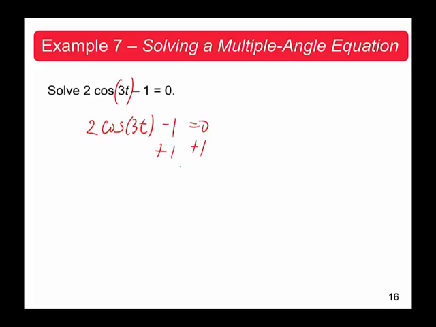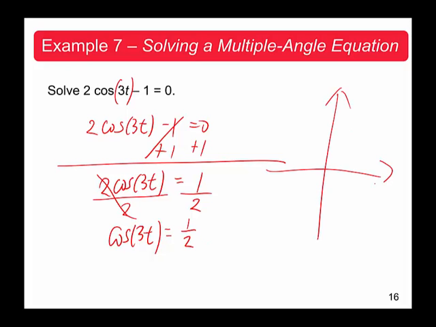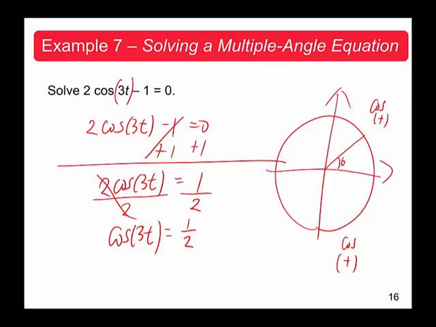by adding 1 to both sides of the equation. We get 2 cosine 3t equal to 1. Now dividing both sides of the equation by 2 to isolate cosine 3t, cosine 3t turned out to be half. Now you draw the unit circle. We know that cosine is positive in the first quadrant and then the fourth quadrant. So cosine 60 degrees equals half. So it means the reference angle must be 60 degrees, symmetrical. So this is also 60 degrees. So we have two solutions.